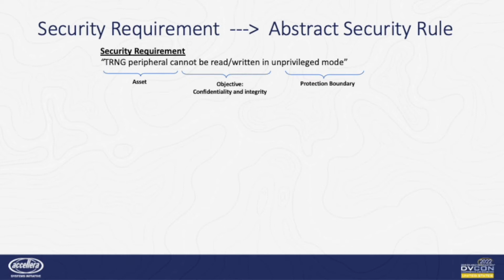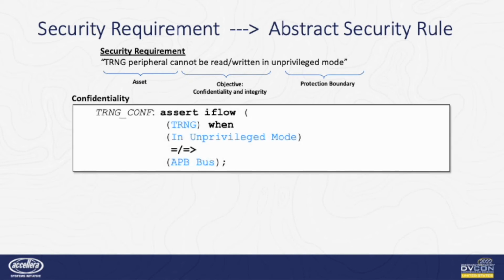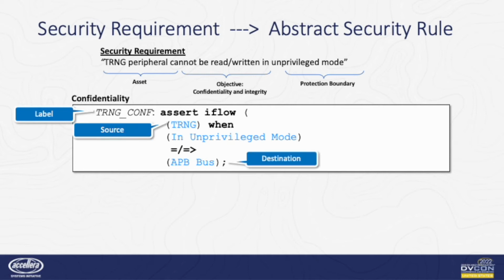Now we convert the security requirement to an abstract security rule. This is created by taking into account the functionality of the design. Let's start by looking at the confidentiality rule. We have a label for the rule. Assert and iFlow are keywords that I use when converting it to the Radix security rule. We have the source and the destination. In this case, the source is the TRNG, while the destination is the APB bus on which the information travels.